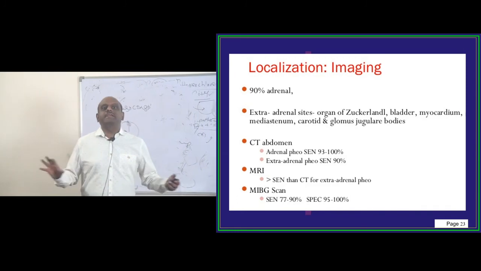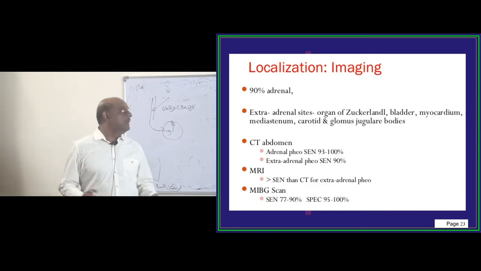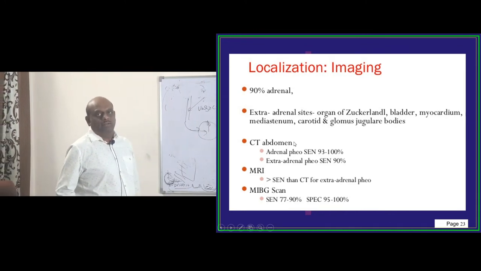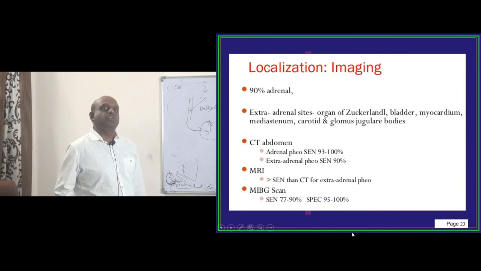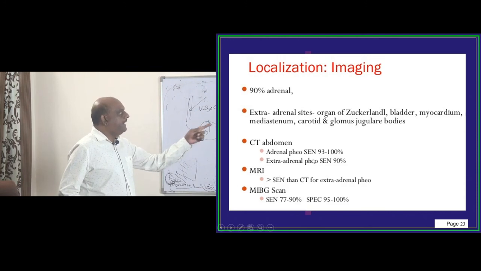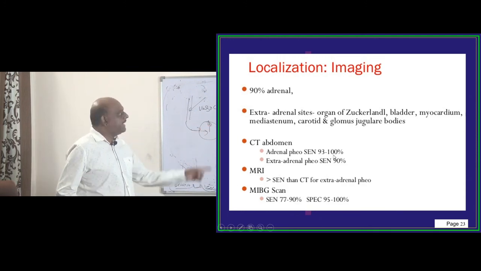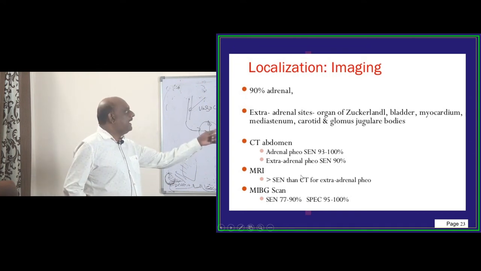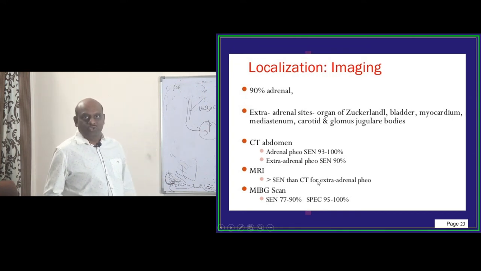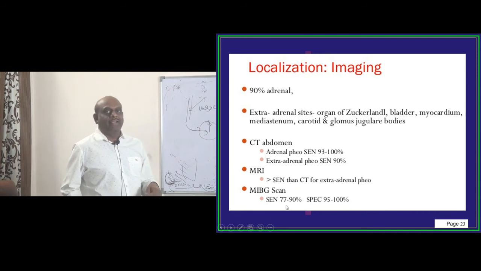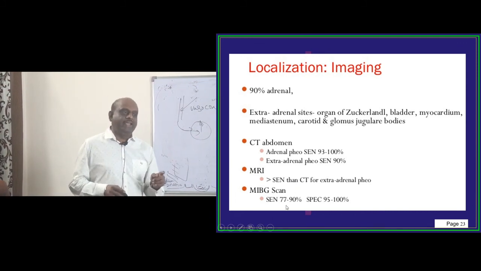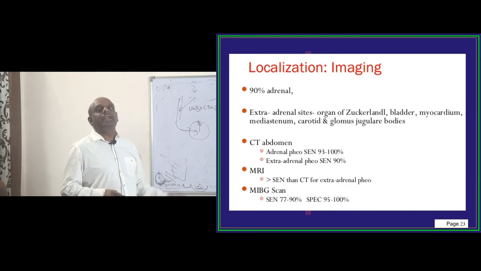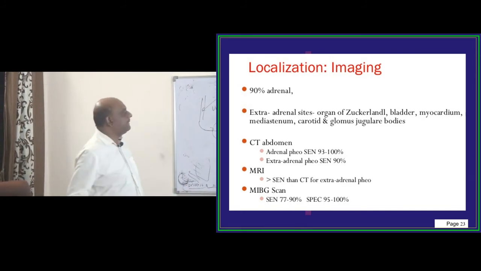Now, localization कैसे करेगा आप उसको? So, CT abdomen, MRI, MIBG scan you will use. Adrenal pheos, CT can catch 93 to 100% sensitivity, but extra-adrenal it is not that good. MRI has a greater sensitivity than the CT to detect the extra-adrenal pheos is what you have to ultimately remember.